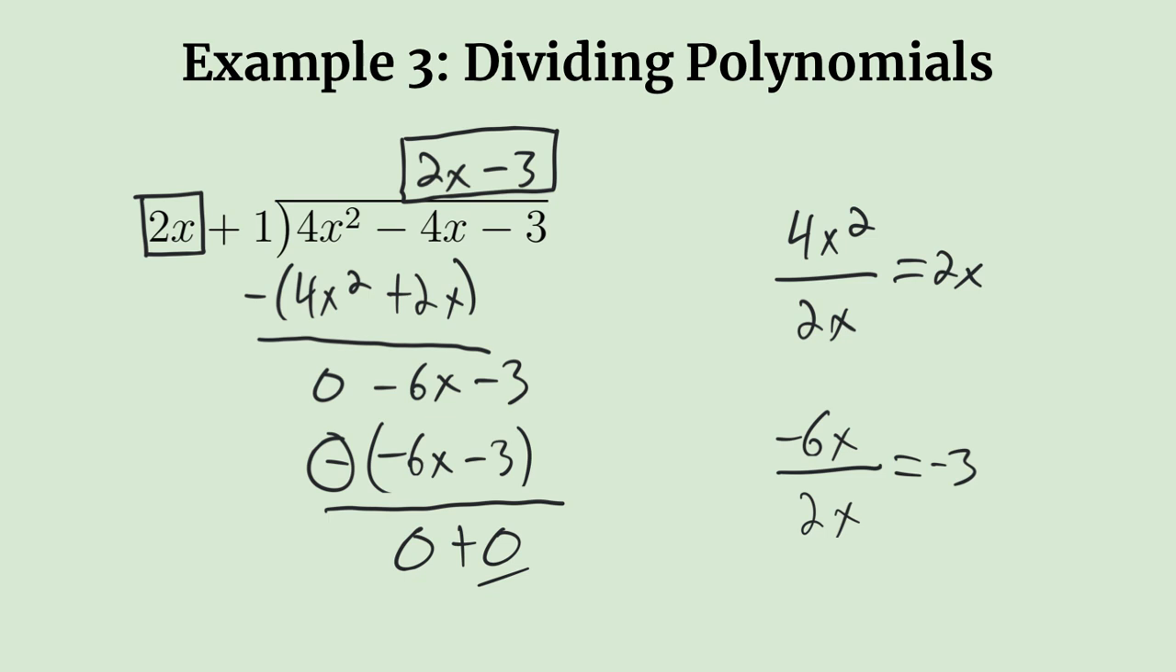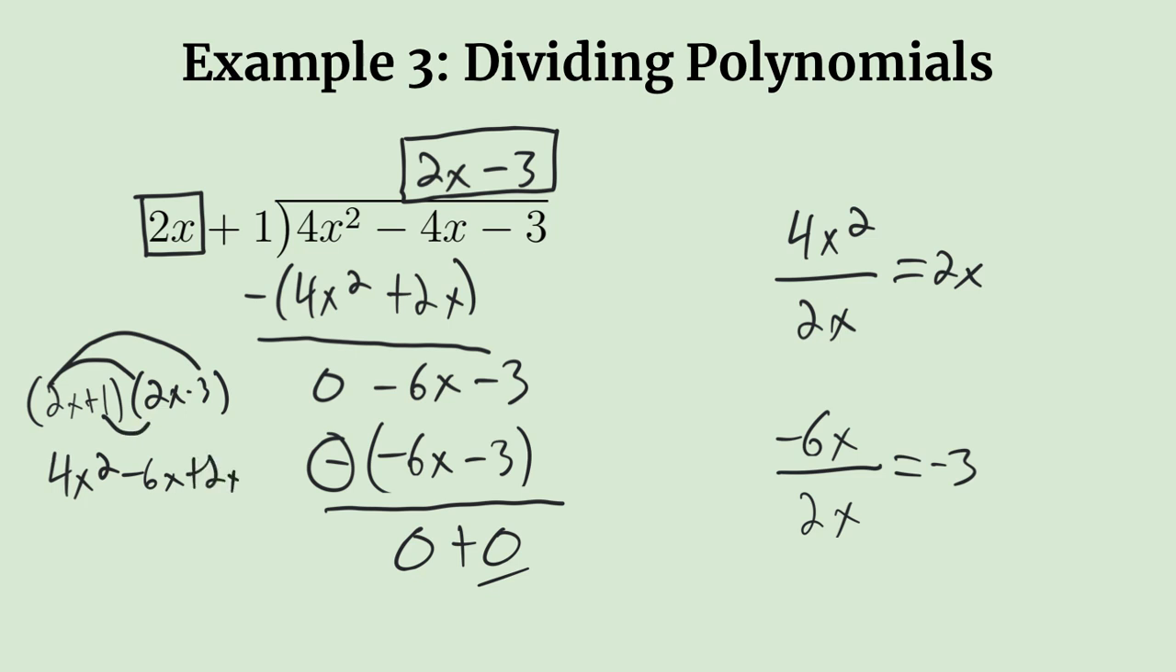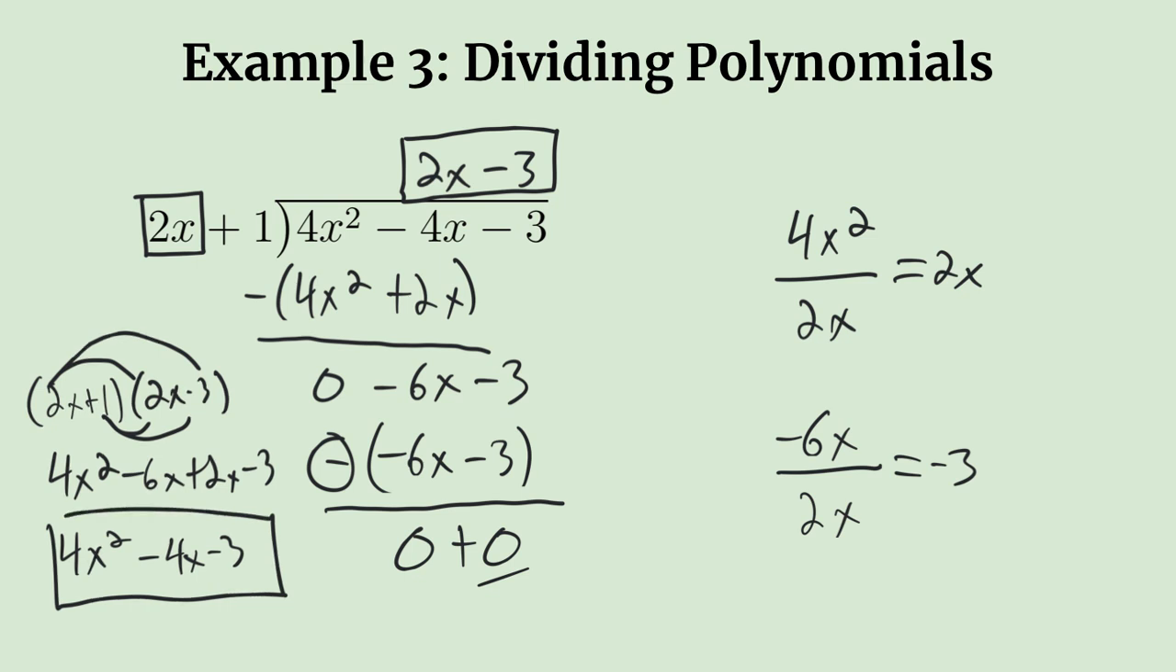We can check that answer by multiplying the 2x minus 3 times the 2x plus 1, and we should get 4x squared minus 4x minus 3. So if we do that, we've got 2x plus 1, 2x minus 3. 2x times 2x is 4x squared, 2x times negative 3 is negative 6x, plus 2x, minus 3. So we have 4x squared minus 4x minus 3, which is what we started with.